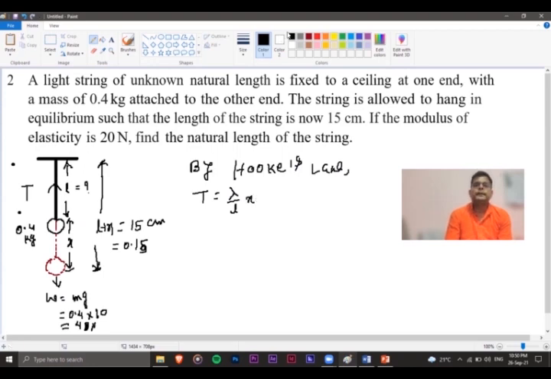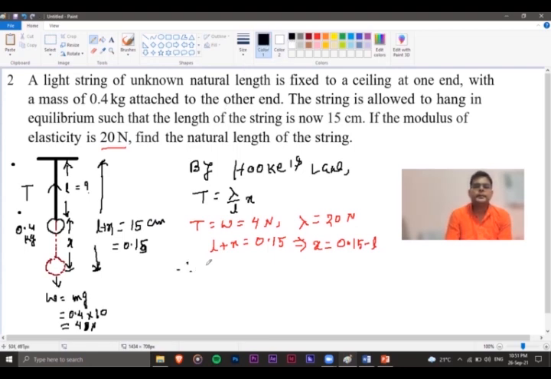we know that T equals lambda by L times x. The T value is found as the value of W, which equals 4 Newton. And lambda is the modulus of elasticity, given as 20 Newton. And L plus x is 0.15 meter. If you'd like to express x in terms of L, then x is equal to 0.15 minus L.